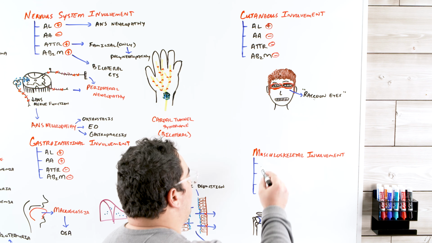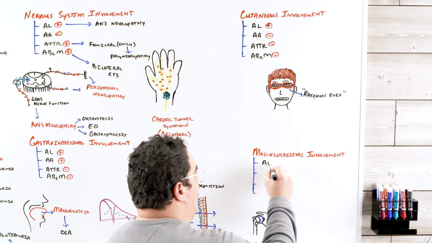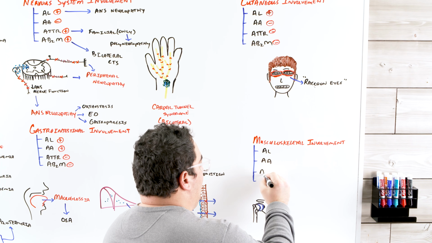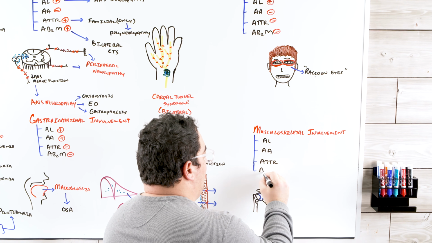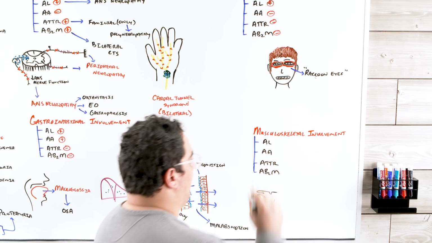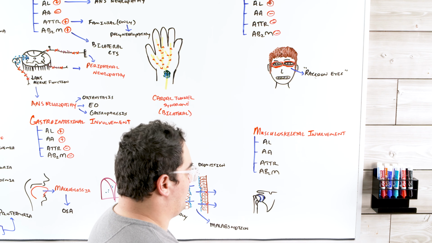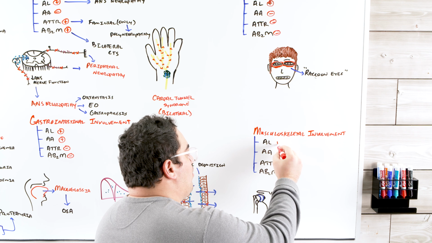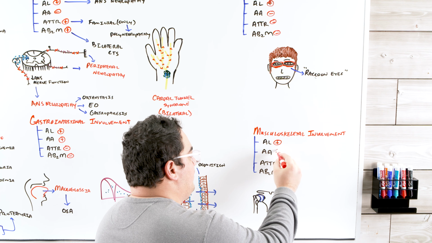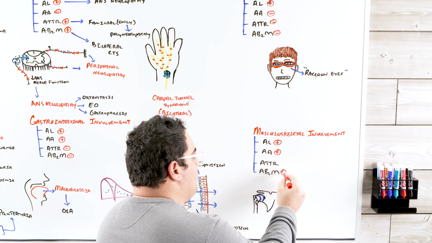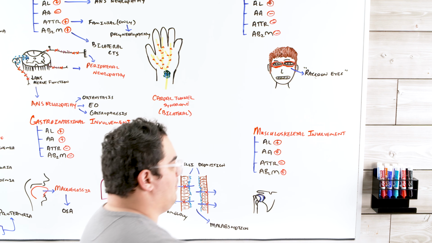And again, we kind of list our types: AL, AA, ATTR, and A beta-2 microglobulin. Really, any of them can involve the musculoskeletal system. I'd say the most prominent are going to be this one, and this one. You don't see as much of it from this.